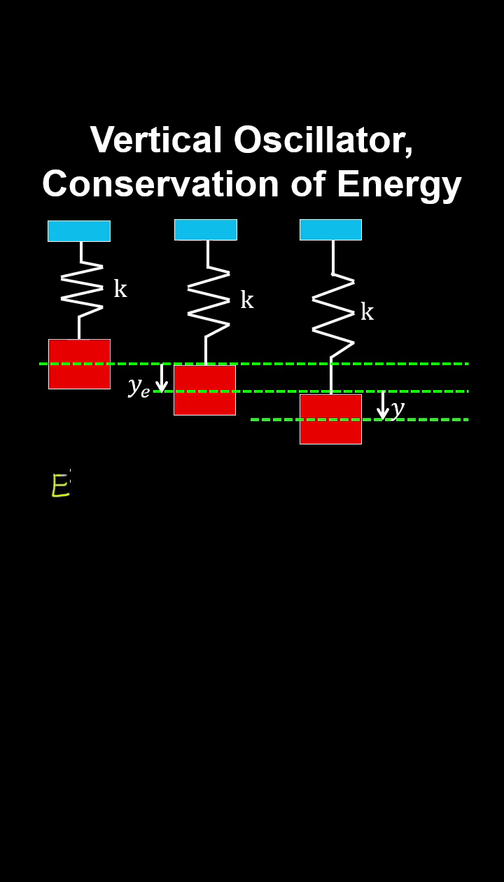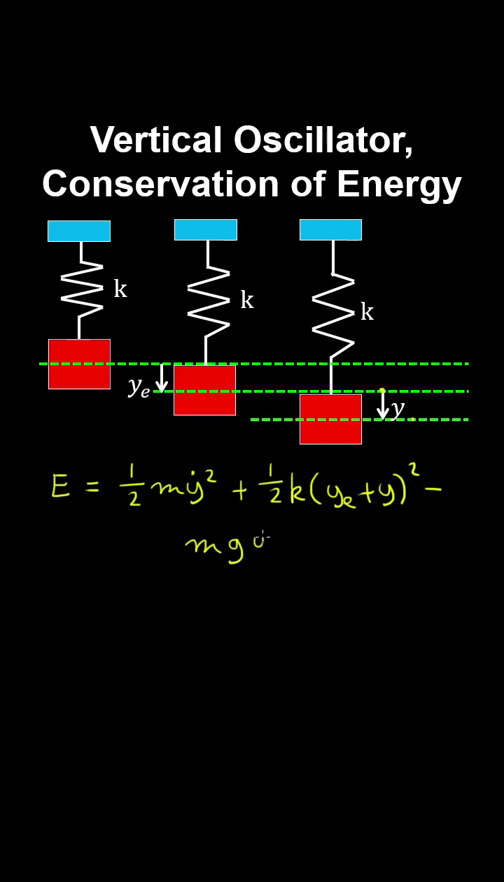So the total energy is the sum of the kinetic energy of the block plus the potential energy stored in the spring. So when the block reaches some distance y from our system's equilibrium position, the spring gets stretched y_e plus y. And then taking this as our reference point, we can subtract the gravitational potential energy, which is mgy relative to this point. And note that there's a loss of gravitational potential energy because the block is displaced in the direction of the gravitational force.